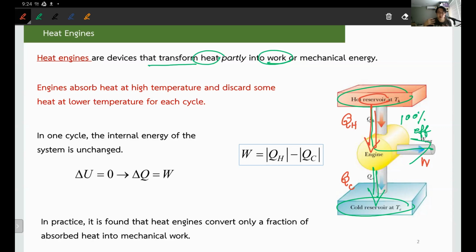To make things obvious, the work done is just the difference between the heat coming in and going out. So I'm just going to take the magnitudes to make it easier, because we are focusing on the engine. Let's put an absolute sign on it: the amount of heat flowing in, minus the heat that you need to discard, must be the work done that you can use for something else.